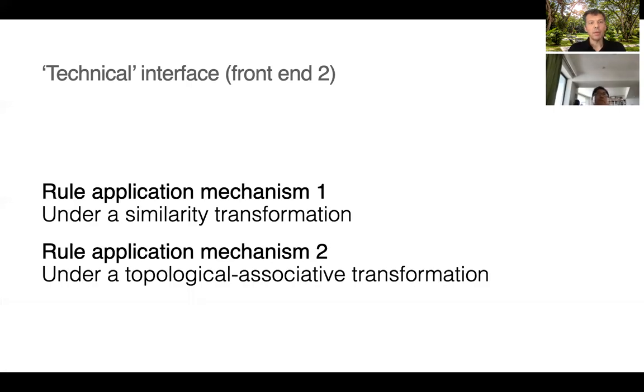The system supports two matching mechanisms that can be approached through this interface. One applies a rule under a similarity transformation, the other one under a topological-associative transformation.